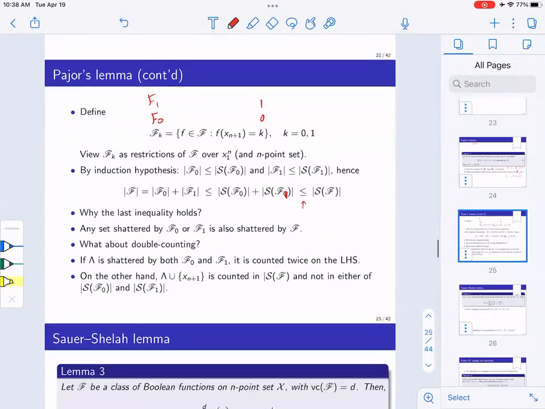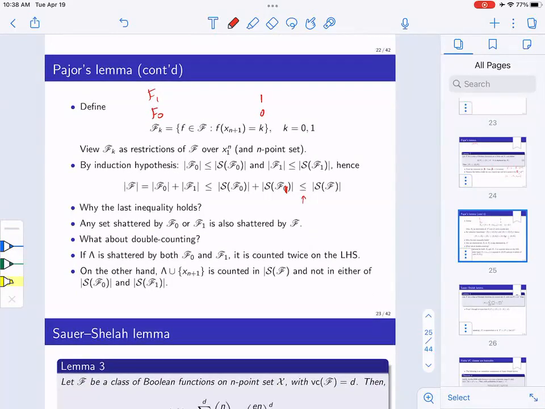But there is an issue in which there could be some set omega, sorry, lambda, a subset of x1 up to xn, that's shattered by both F0 and F1. And this side counts it double. You double count it on the left-hand side. But this other side doesn't count it as twice. It just counts it once. But it counts some other set instead that's not included in that.